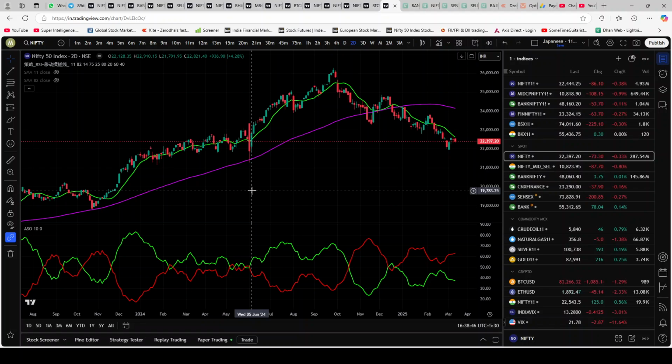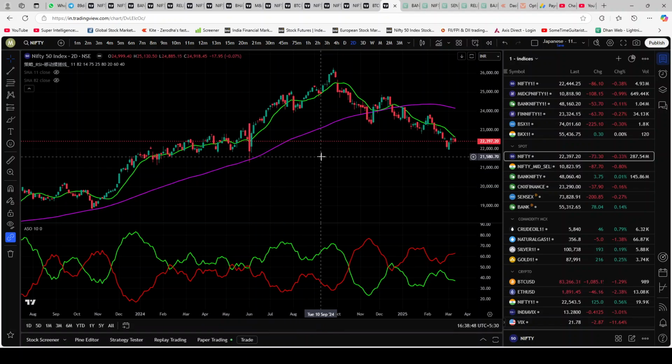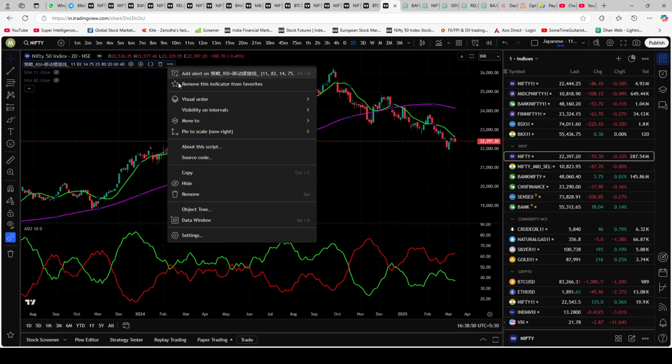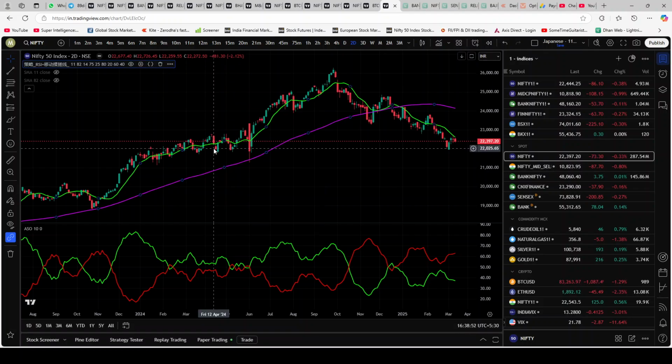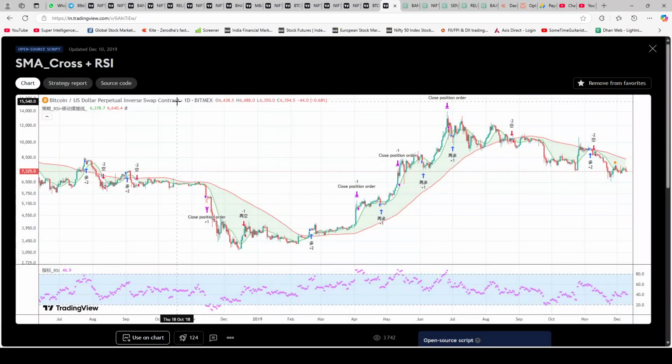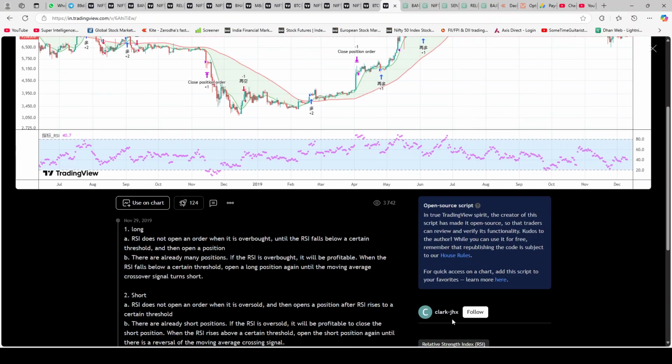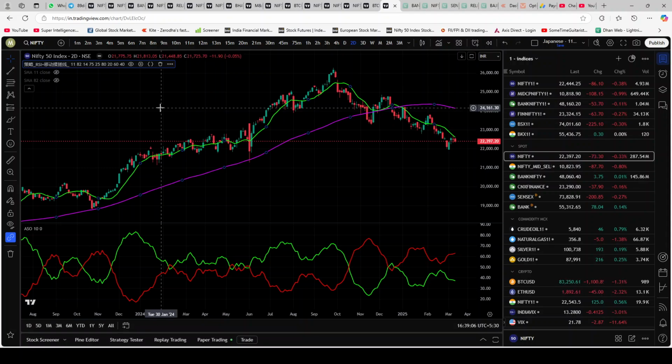The name of the indicator is this. I shall leave the name of the indicator and the creator name in the comment section and pin it. It is SMA_RSI_cross plus RSI by clark-jhx. Now this is an indicator which is a complete strategy, in fact.